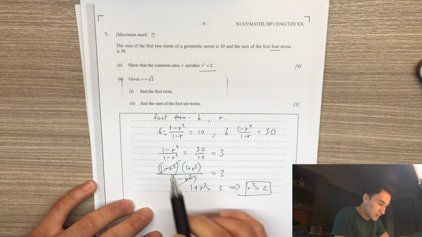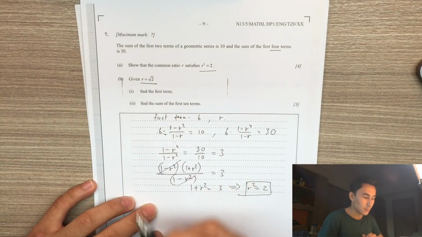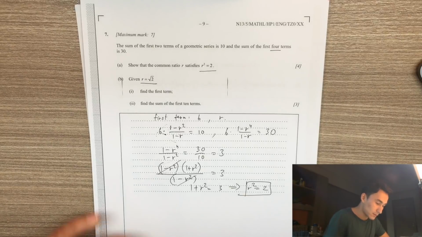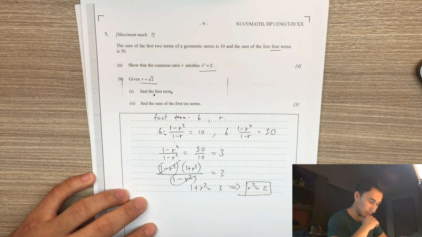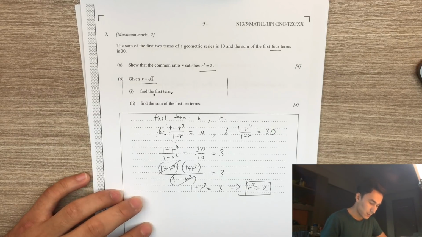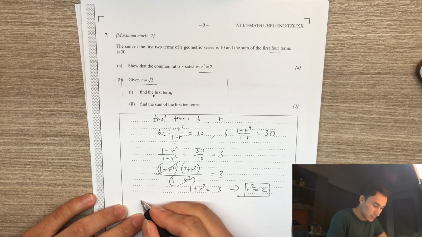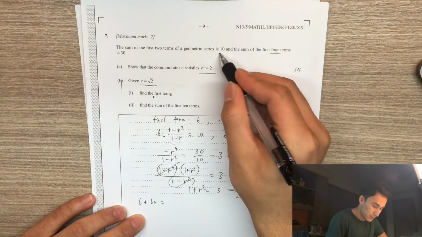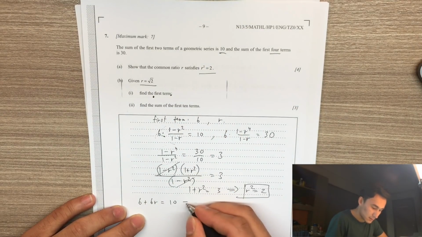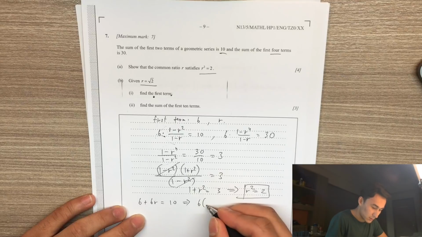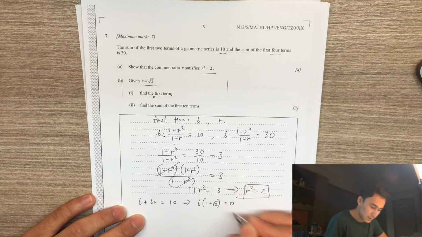Part B. Given that r is equal to root 2, so the common ratio is equal to root 2, find the first term. All right, so to find the first term, we have the sum of the first two terms is b plus br is equal to 10 here. Now from here it follows that b(1 plus root 2) is equal to 10. So b is equal to 10 divided by (1 plus root 2).